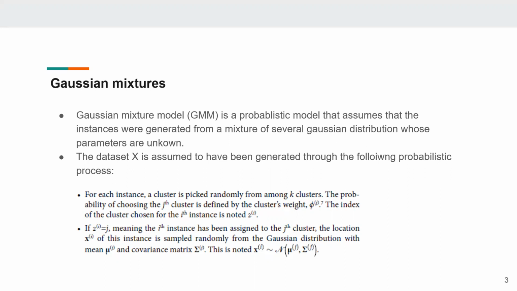Then remember, we said phi j defines the weight. Once you assign that, it essentially says that phi j is really big for this jth cluster, for this ith instance. And then the location of this instance xi is sampled randomly from the Gaussian distribution with mean mu j and covariance sigma j. This is noted as xi is sampled from a normal distribution with mean mu j and covariance sigma j, for the jth cluster. So that's Gaussian mixtures.